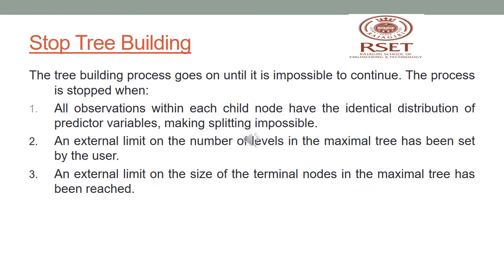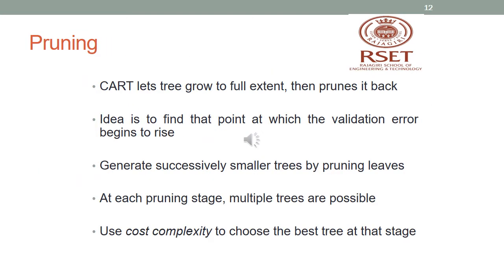So let's see how we can stop the tree building. The tree building process goes on until it is impossible to continue, and the process is stopped when, first, all the observations within each child node have the identical distribution of the predicted variable; second, an external limit on the number of levels in the maximal tree has been set by the user; and third, an external limit on the size of the terminal nodes in the maximal tree has been reached. So these are the 3 stopping criteria for the tree.